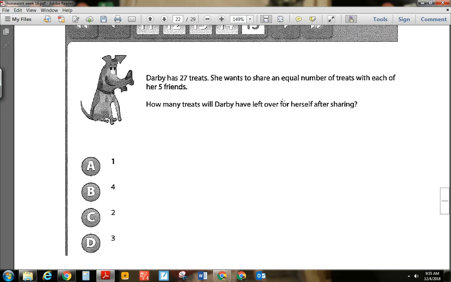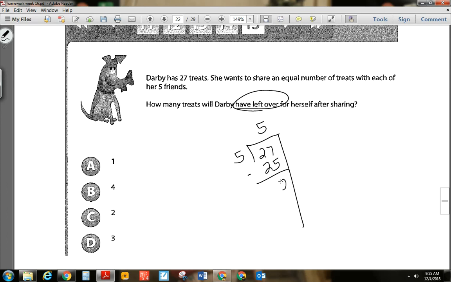Question 15. Darby has 27 treats. She wants to share an equal number of treats with each of her 5 friends. How many treats will Darby have left over for herself after sharing? So Darby is super nice, wants to share her 27 treats with her 5 friends. So she's going to give each one of her friends 5. She's going to have 2 left over. So she'll get to have 2.